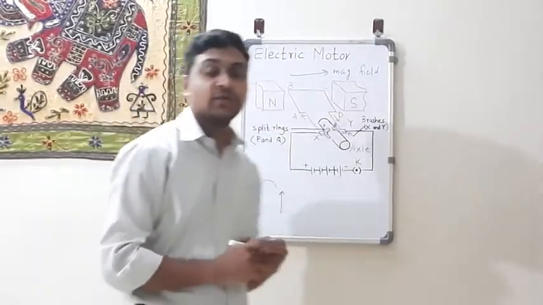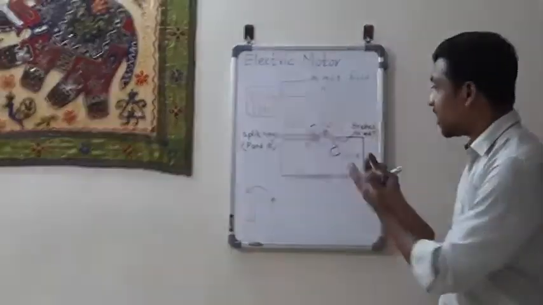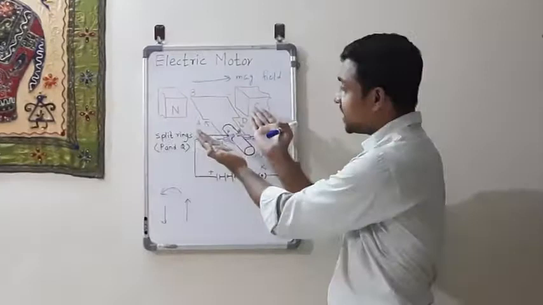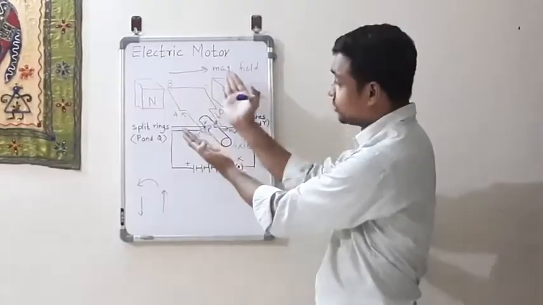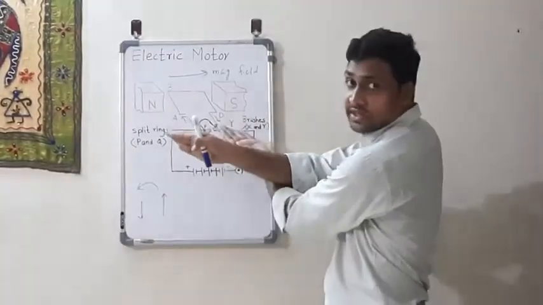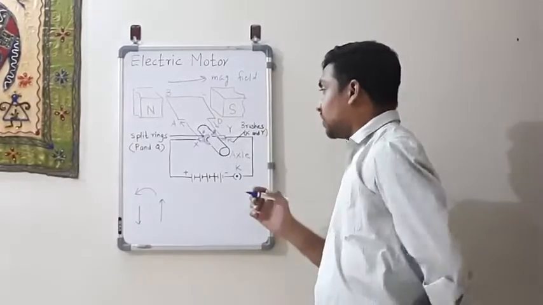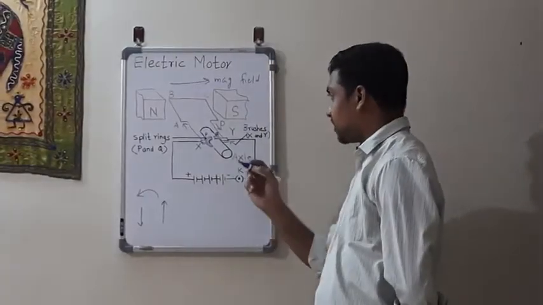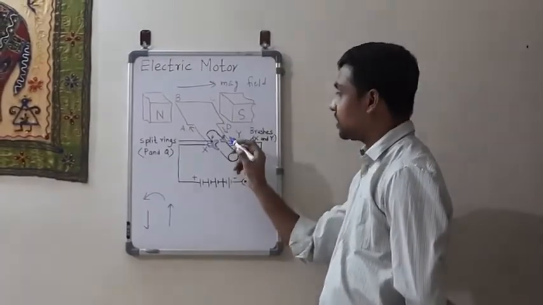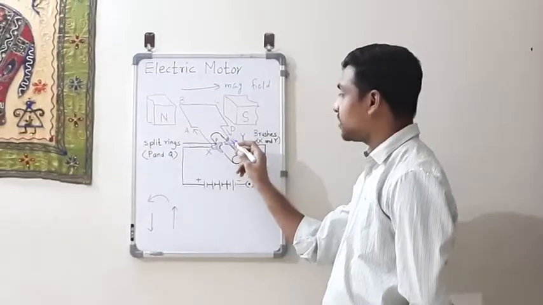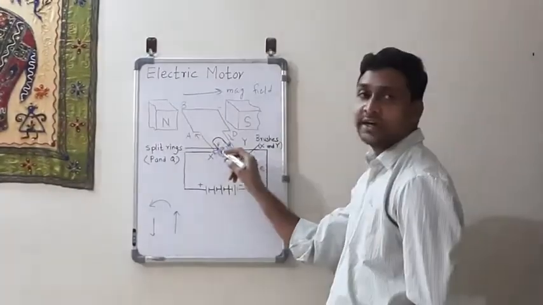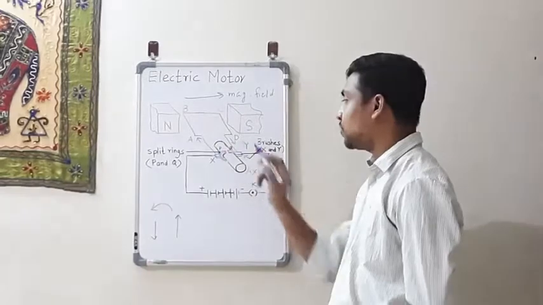Okay, the coil will rotate in the anti-clockwise direction. So after half rotation, CD is moving to the AB side and AB is coming to this side. We can see that after half rotation, split ring Q is connected to X and split ring P is connected to Y over here.